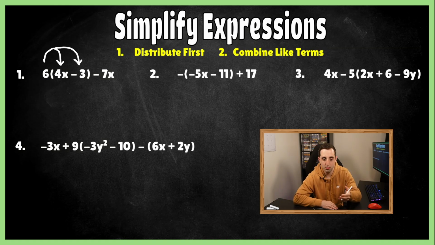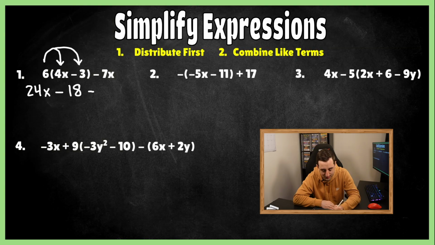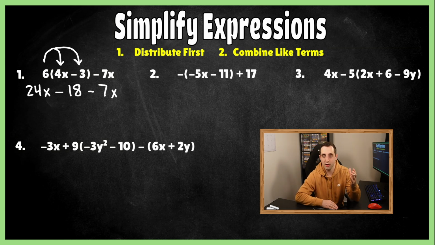Distributing really is just multiplying the 6 by every term in the parentheses. So 6 times 4x is 24x. Then we have 6 times not a positive 3, but a negative 3. So this is going to be negative 18 or minus 18. And then we didn't even touch this minus 7x, so this is just going to be brought down. And now we're done with the first step, which is distributing first.